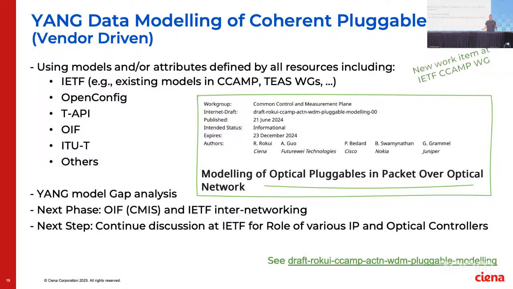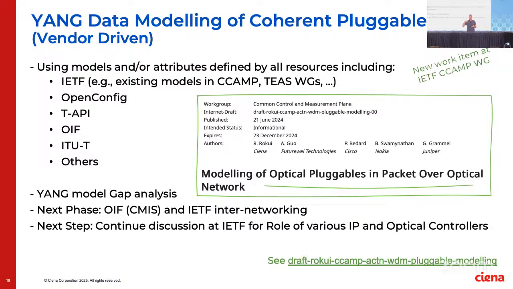The goal here is if I want to model the pluggables, IETF has a bunch of attributes and YANG models to define various aspects of pluggable, but there are other standardization forums as well, TAPI, OIF, ITU-T. We want to make sure that we are not reinventing the wheel and we are really open-minded about using anybody that has anything. You know, OpenConfig might have very good attributes, and TAPI and others.